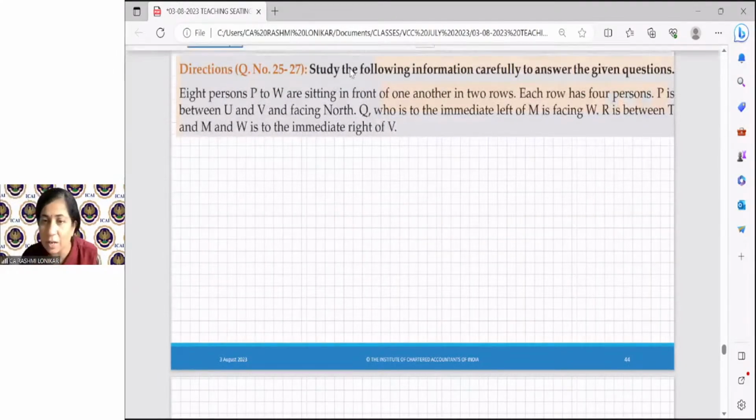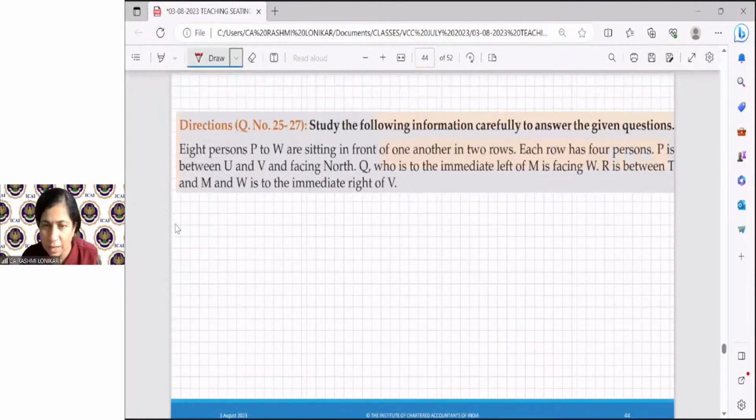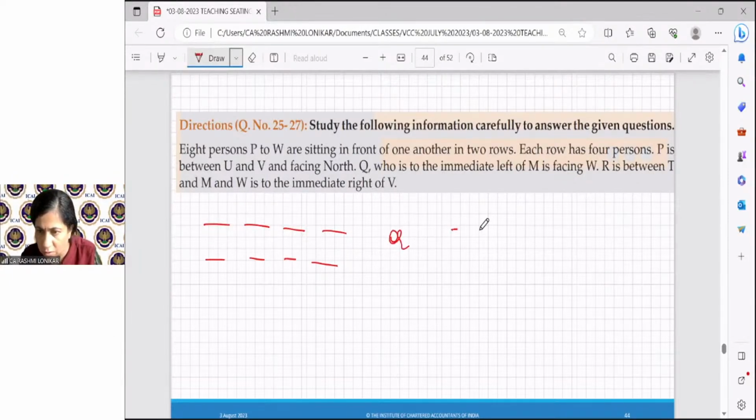Yes. Now, eight persons P to W are sitting in front of one another in 2 rows. Each row has 4 persons. Okay. 1, 2, 3, 4. 1, 2, 3, 4. Each row has 4 persons. P is between U and V. Okay. So P is between U, P, V or V, P, U.